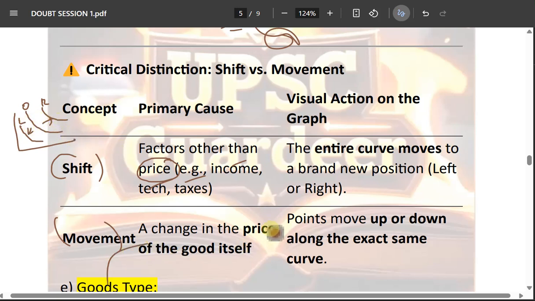When there is a change in the price of the good itself, then the price will move up exactly on the same curve. On this curve, if there is a curve like this, the things will move on the same line. Not like shifting left and right, nothing like that. So that is called movement of the curve, movement along the same line. Okay, so that is the critical distinction you need to understand.